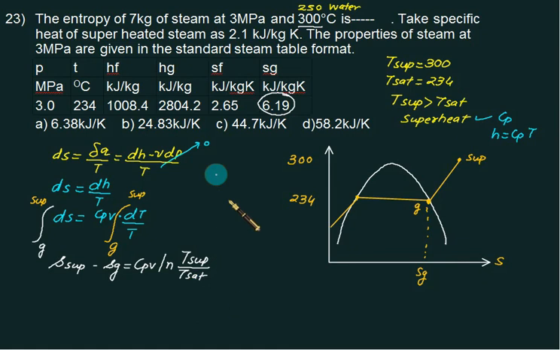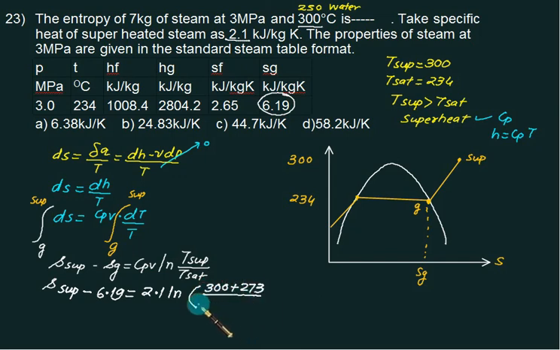So you simply put this value. We want to find out S sup. We are given Sg equal to 6.19. Cp vapor we can take as 2.1 ln, T sup is 300 plus 273 divided by T sat is 234 plus 273. You can solve this to find out S sup. So final answer is 6.48 kilojoules per kg per Kelvin.